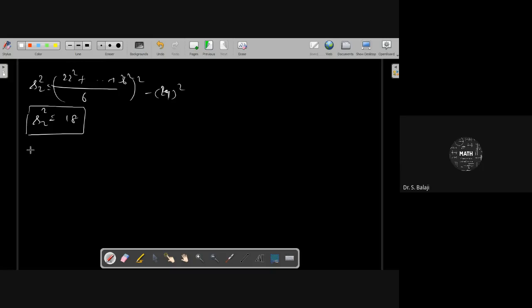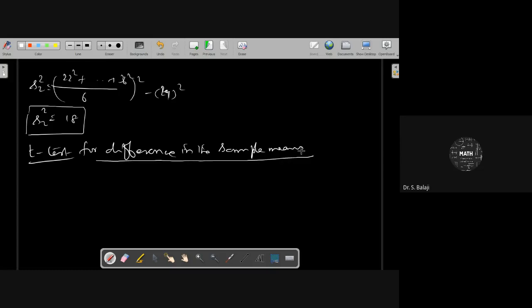Now adopt the t test for difference in the sample means. What about your idea? Null hypothesis H naught.